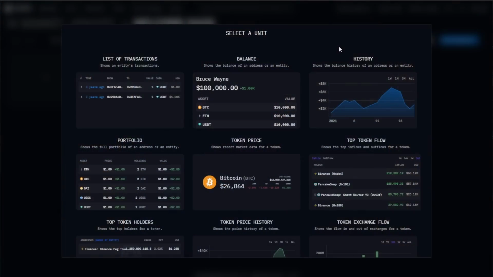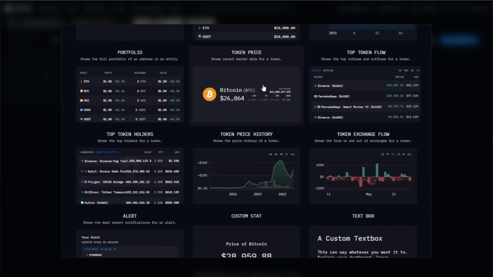So I'll give a couple examples here of what we can utilize. There are things tied particularly to entities, like list of transactions, balance, and along with that, the historical value of that balance over time, as well as portfolios. These give us information around particular individuals or hedge funds, market makers, exchanges, DeFi protocols, you name it. But beyond that, we can also track analytics around the token price history and token exchange flows. So this allows us to get not only a mixture of on-chain analysis, but also price performance analysis for a variety of different tokens.